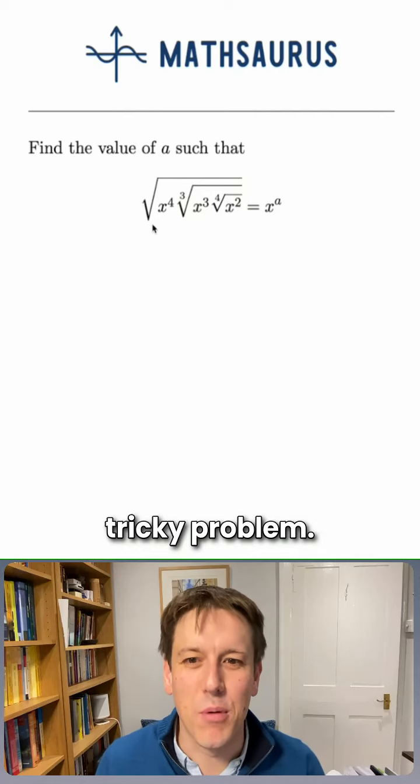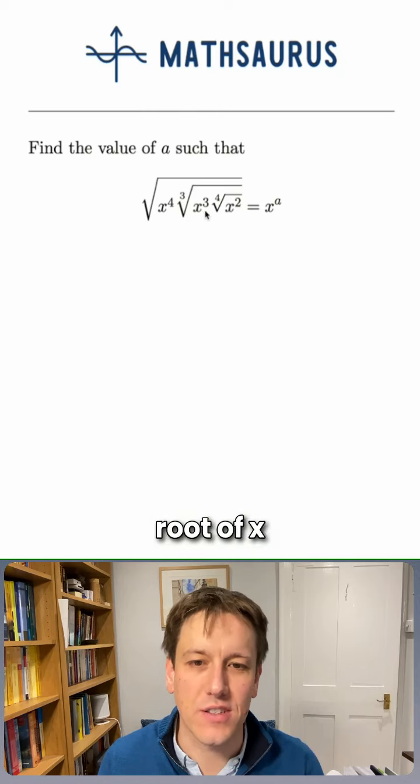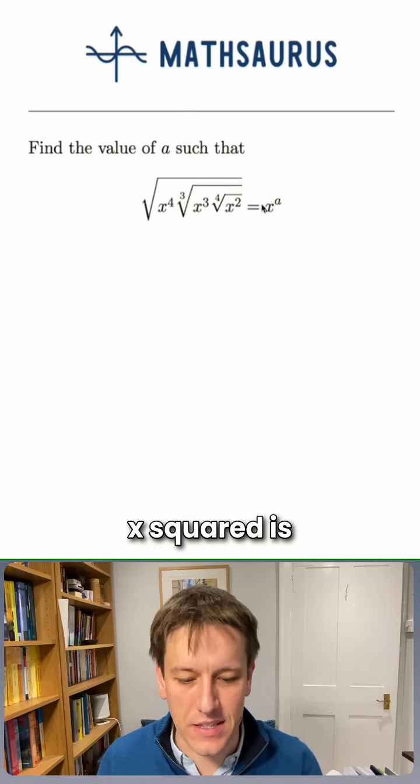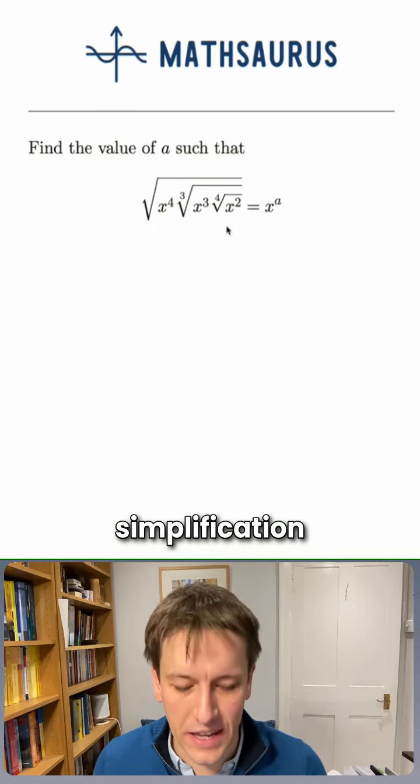Here's a really tricky problem. Find the value of a such that the square root of x to the 4 times the cube root of x cubed times the fourth root of x squared is equal to x to the a. So we need to do a lot of simplification of the left-hand side here.